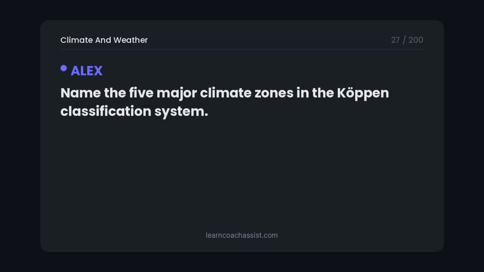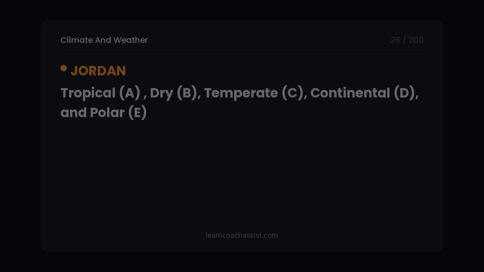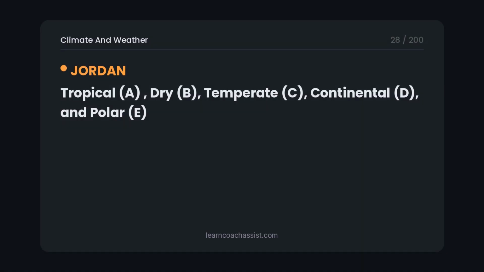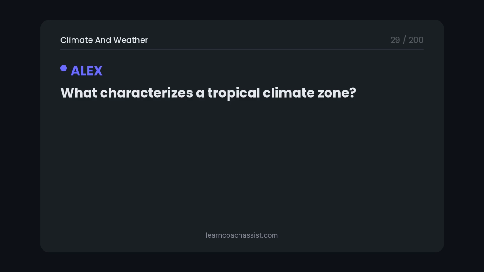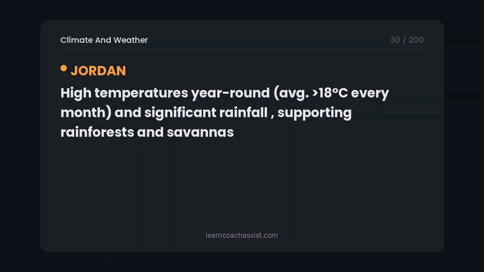Name the 5 major climate zones in the Köppen classification system. Tropical (A), dry (B), temperate (C), continental (D), and polar (E). What characterizes a tropical climate zone? High temperatures year-round, average greater than 18 degrees Celsius every month, and significant rainfall, supporting rainforests and savannas.